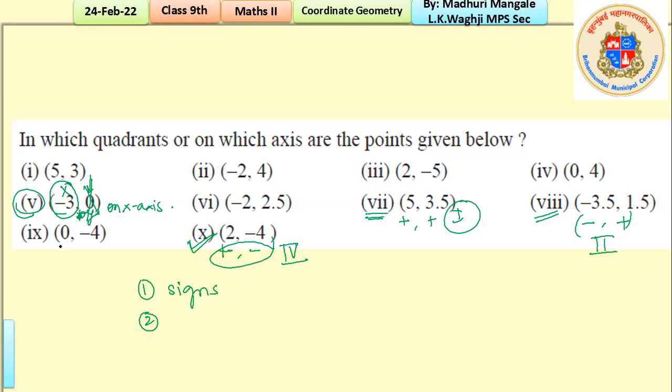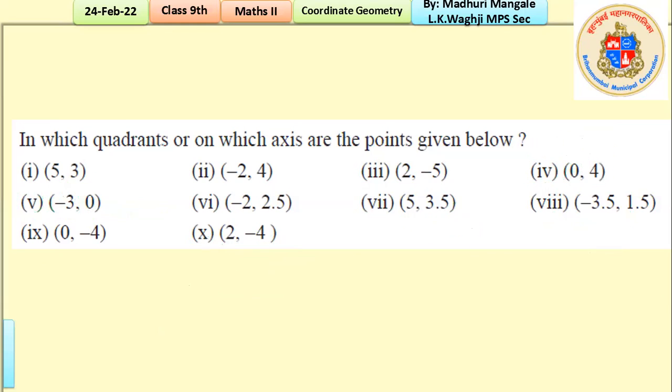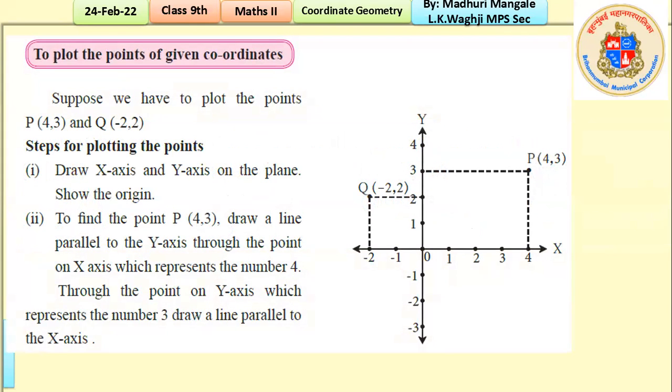Okay. And another example, let's look at this fourth one. Here, notice the x is 0 and y is 4. Forget about the x since it's 0. That means this point lies on the y-axis. Okay. Then we see how to plot the points.